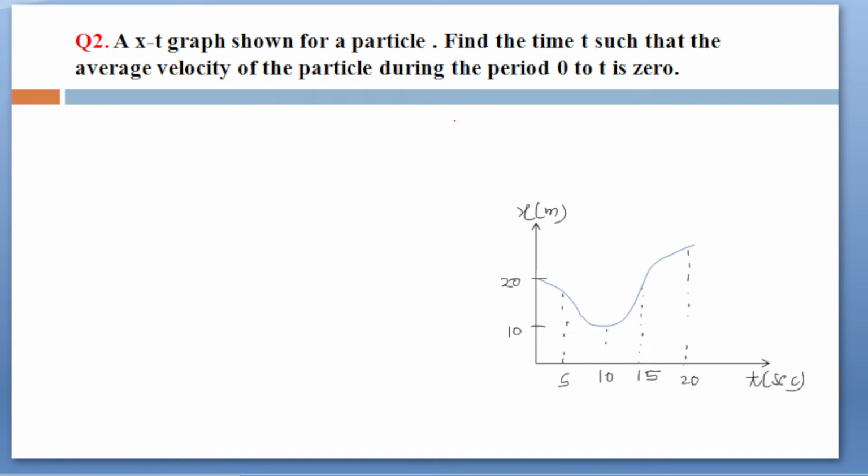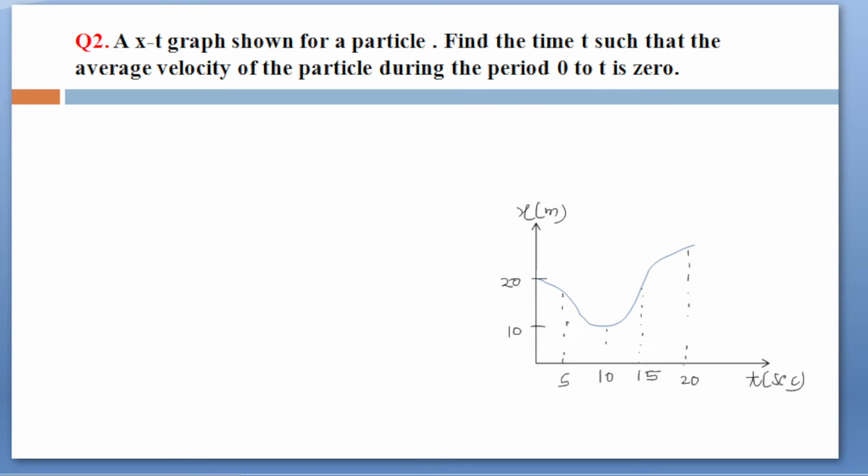The next question is, the x-t diagram is again given, and we have to find the average velocity of the particle. We have to find the time such that the average velocity of the particle during the period 0 to 2 is 0. So in this question we have to find the time period t at which the average velocity will be 0.